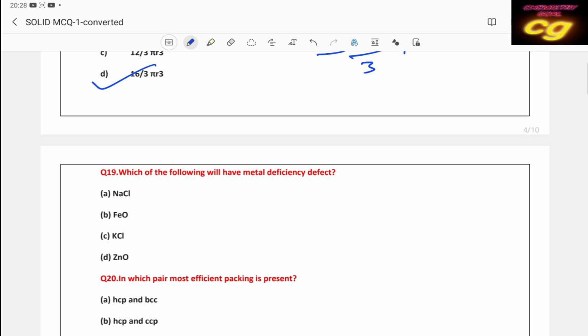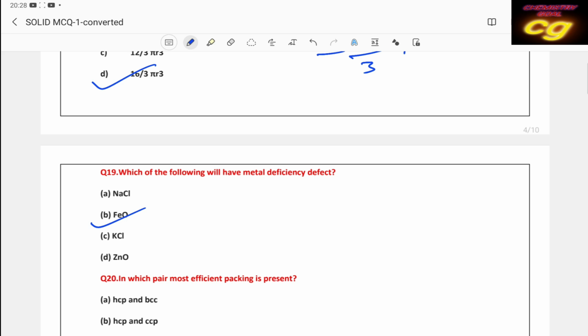Metal deficiency defect, that is your Fe, non-stoichiometric defect. Sodium chloride, that is stoichiometric defect. Potassium chloride, stoichiometric defect, and zinc oxide also stoichiometric defect. But your ferrous oxide FeO shows non-stoichiometric defect, that is called metal deficiency defect.